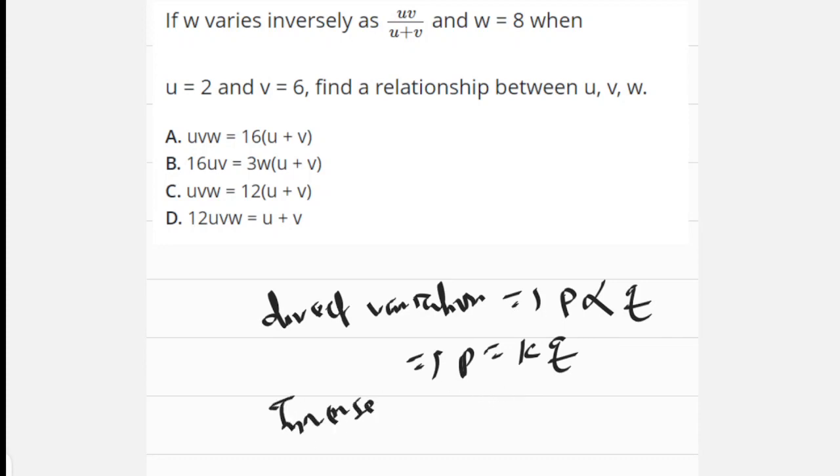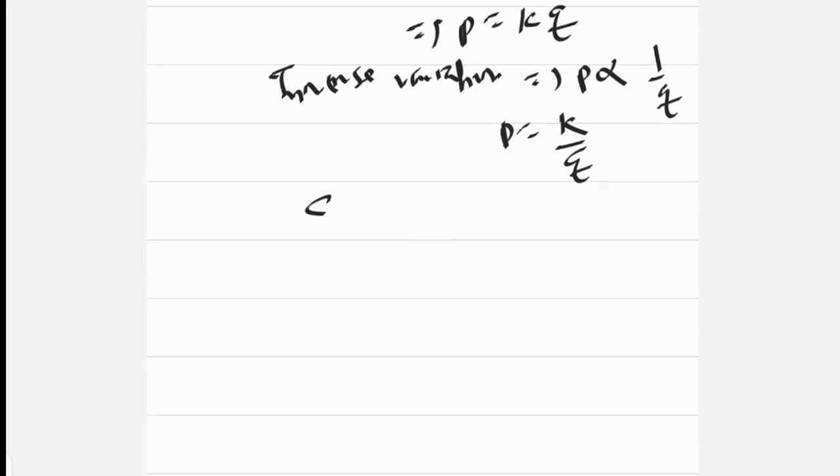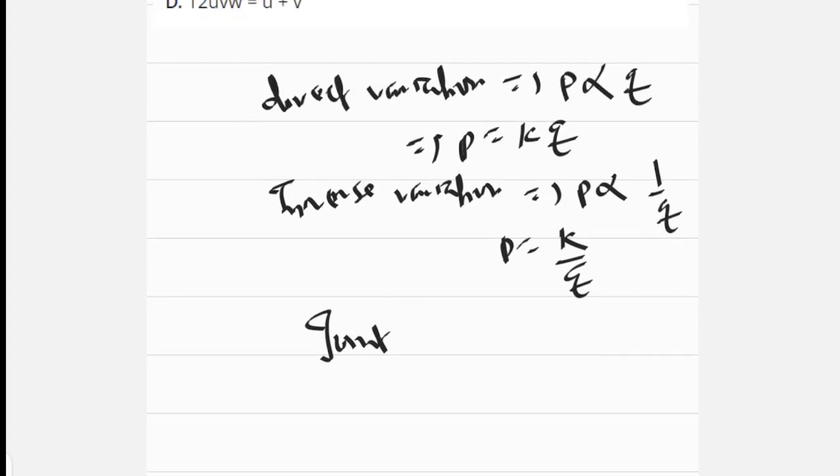For inverse variation, that is P varies inversely as Q, that should be P is equal to K divided by Q, where there exists a constant K. That is, as P increases, Q decreases, or as Q decreases, P increases. I hope you understand now. For joint variation, you can combine these two together based on what the question gives. Then we have partial variation, whereby it can be partly constant and partly varies, whether direct or inverse. Refer to my video on variation.